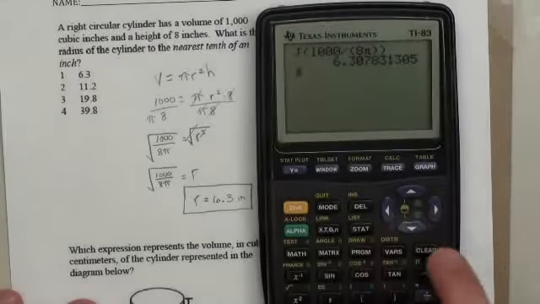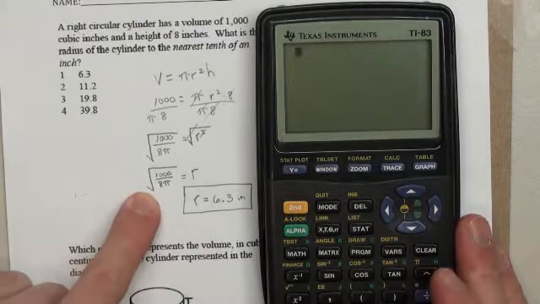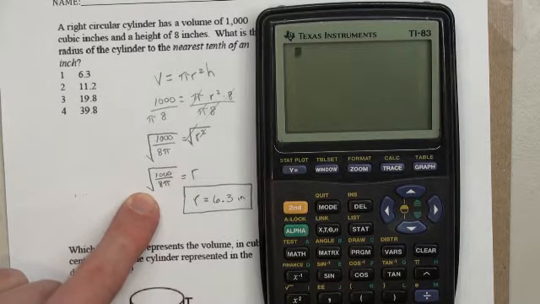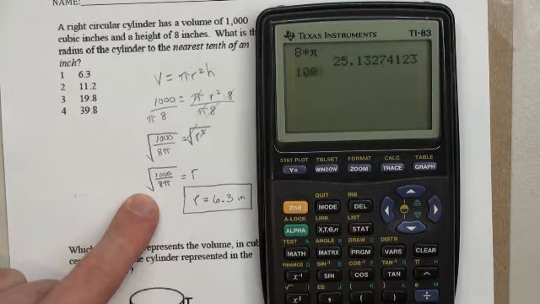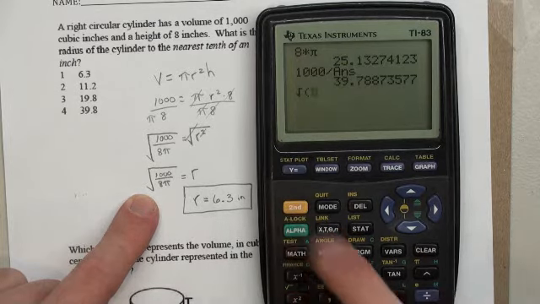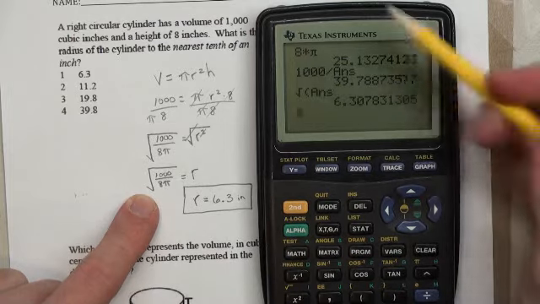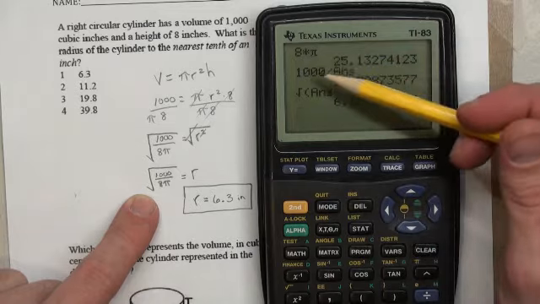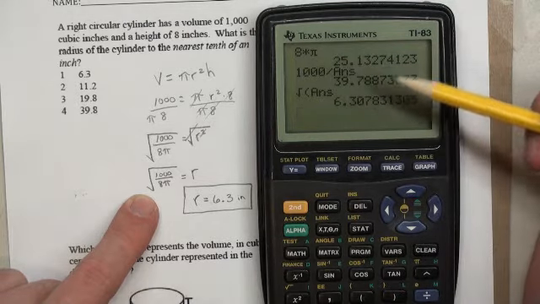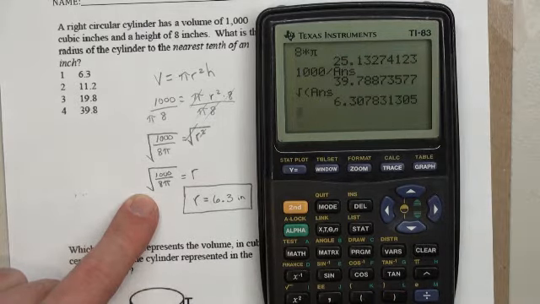Now if you wanted to do this like this, you could do 8 times pi, enter, 1,000 divided by answer, enter, shift square root of answer, enter. You could do that too. But notice how I did the 8 times the pi first, and then I divided 1,000 by that whole thing. You have to be really careful when you do this because you'll get the wrong answer.